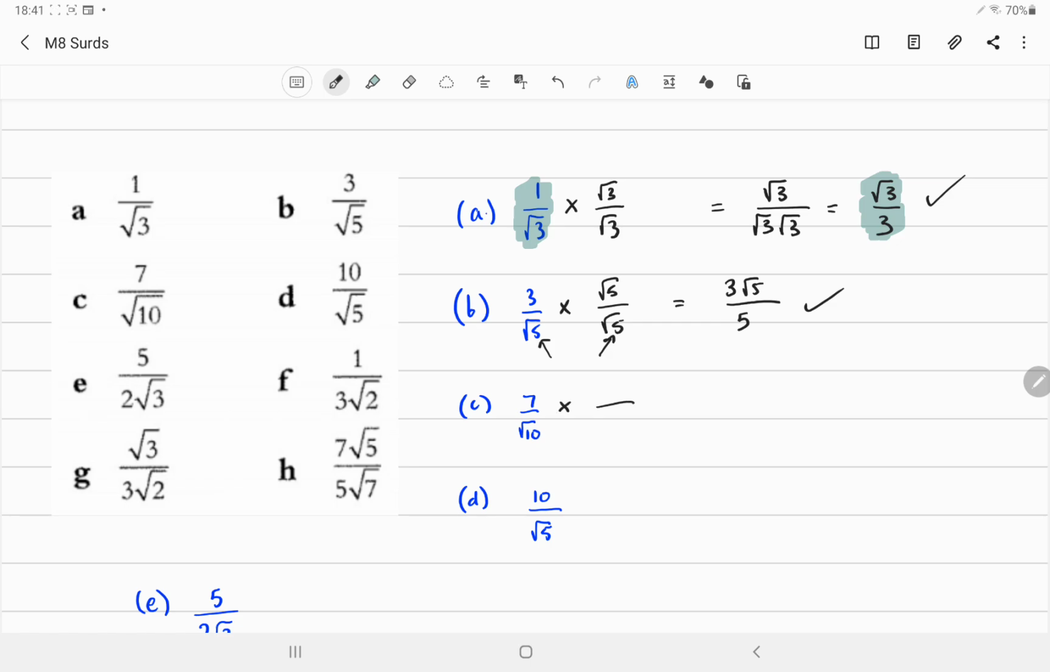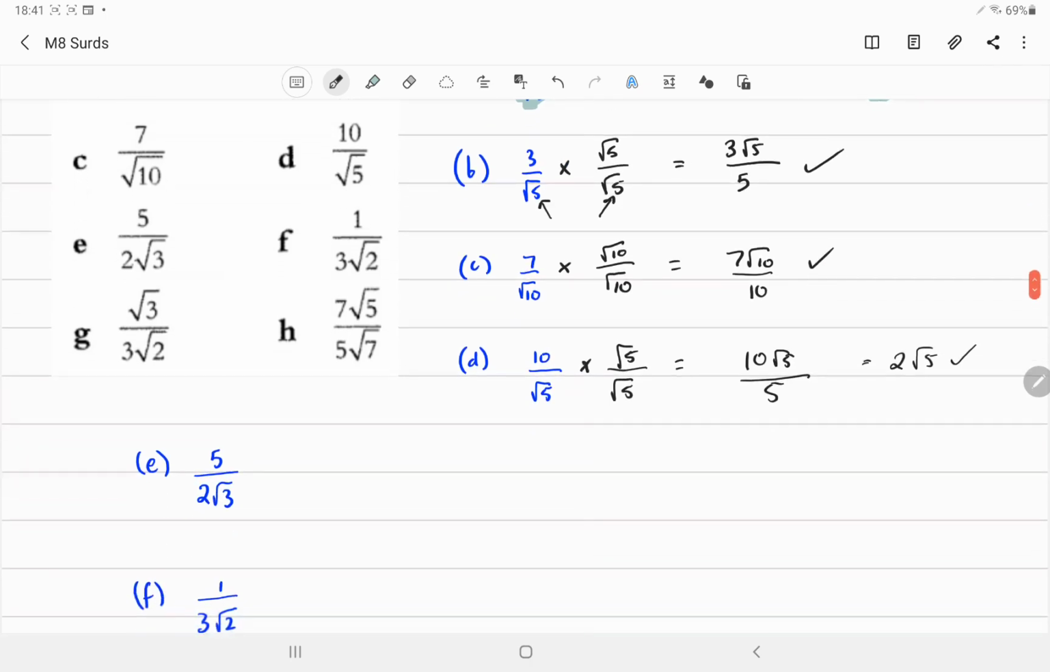So have a think, what am I going to multiply top and bottom by in part C? Across the top, 7 root 10, across the bottom, 10. Part D, top and bottom, 10 root 5 over 5. Now this one can be simplified, previous ones could not be. 10 on the top, 5 on the bottom, 2 root 5.